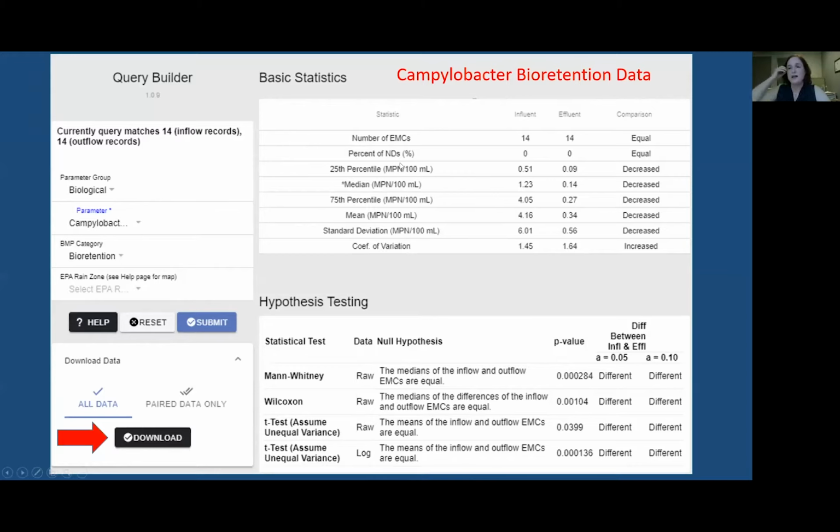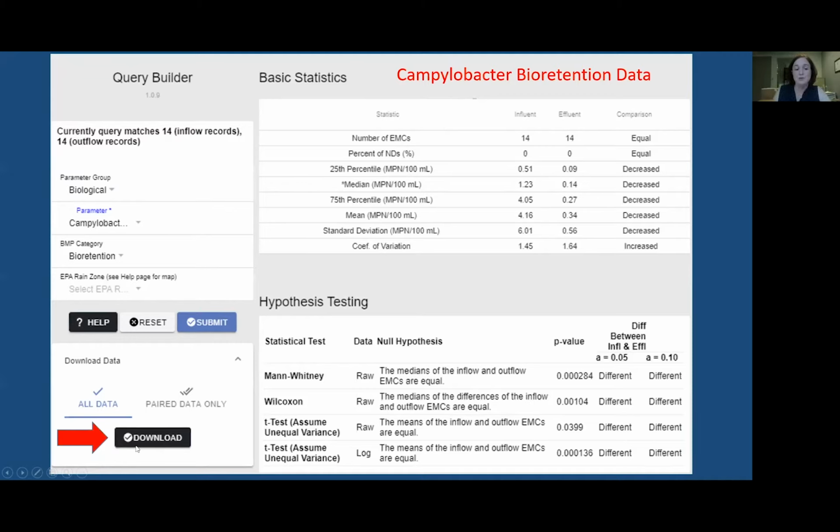One of the questions prior to this webinar is how much pathogen data do we have in the database? And the answer is not a whole lot, but I did want to use an example of some Campylobacter data from some Australian researchers for bioretention. Basically I set my query up here, and then I'm able to retrieve statistics for this particular data set, look at how many storm events are included, and then go down and look at hypothesis testing to see if there are statistically significant differences in performance.